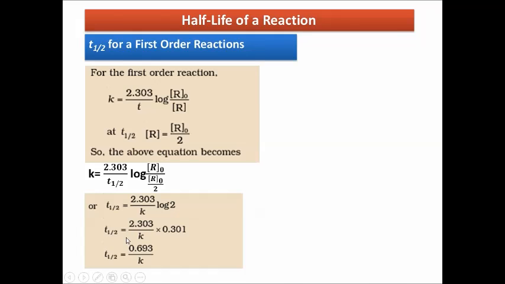So T half is equal to 2.303 by K into 0.301. Calculating the value, T half is equal to 0.693 by K. This is how the first order rate constant is changed into T half. So T half is equal to 0.693 by K. If we want the rate constant, we can write K is equal to 0.693 by T half.